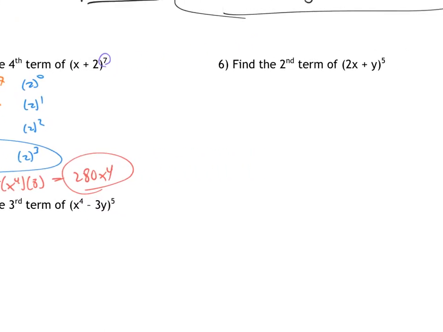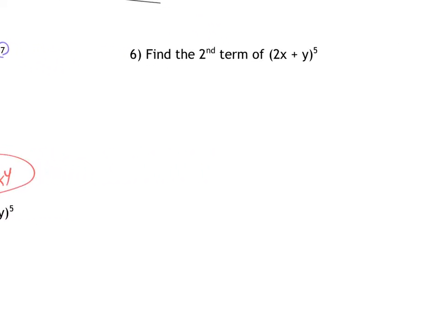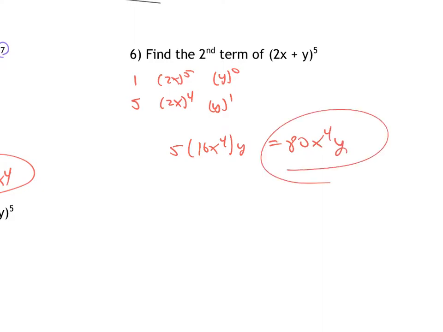Let's do it a couple more times. So what is the second term of this one, nice and short, to the 5th? So 1, 5, nice and easy. 2x to the 5th, 2x to the 4th, y to the 0, y to the 1st. So I got 5. 2 to the 4th power is 16, x to the 4th, and y. 5 times 16 is simply just 80. So 80 x to the 4th y is my solution here.